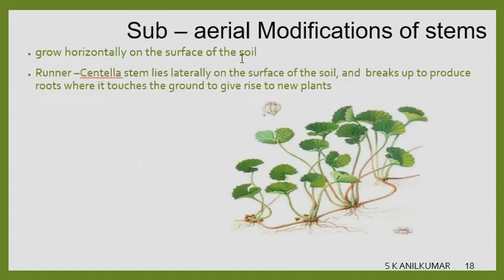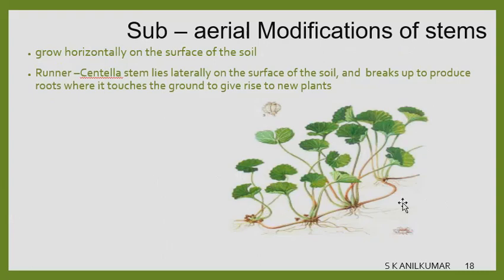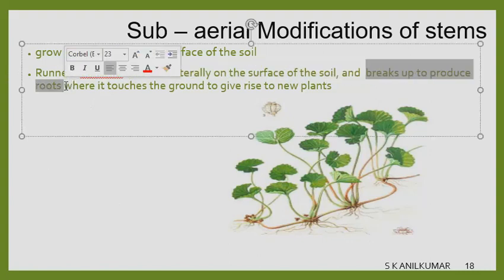Now subaerial modification. What is subaerial modification? Aerial means in the air, subaerial means almost on the surface of the soil, not under the soil, not in the air. So the stems grow horizontally. This is modification of a stem. The stem is becoming a photosynthesis or food factory. Here the stem grows on the soil, and then wherever it grows, the stem starts growing roots also. This is a runner plant. The stem laterally on the surface of the soil breaks up to produce roots.